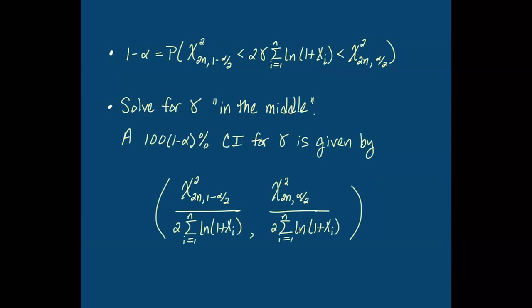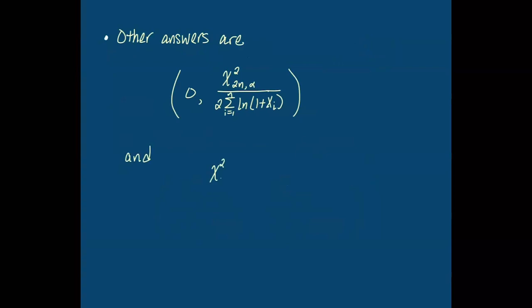Other intervals that you might have gotten, depending on where you tried to capture area under the PDF, would be 0 up to chi-squared sub 2n alpha divided by 2 times the sum of the log of 1 plus Xi, or chi-squared sub 2n 1 minus alpha over 2 times the sum of the log of 1 plus Xi to infinity. And there are many more answers.